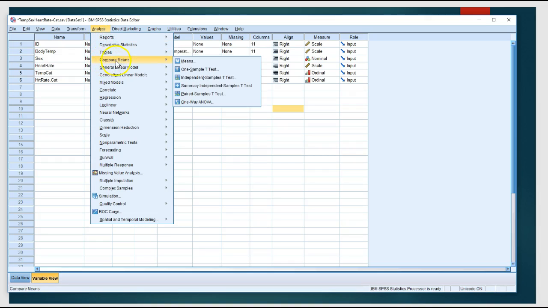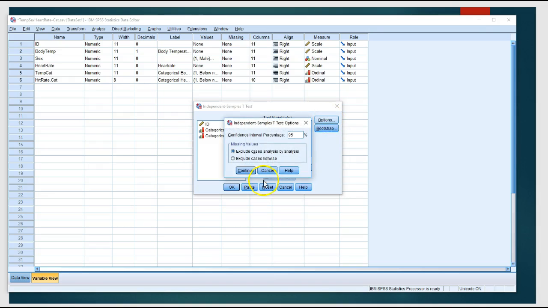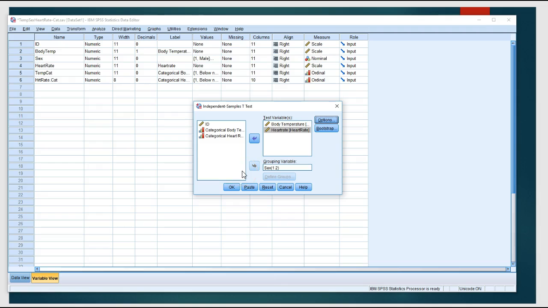So we go down to this option and we choose the independent t-test. We want to do this for body temperature and for heart rate. You can do it for more than one continuous variable at a time. The options here, we just choose the default. And then you have to select a grouping variable. And in this case, we want to look at this across men and women.